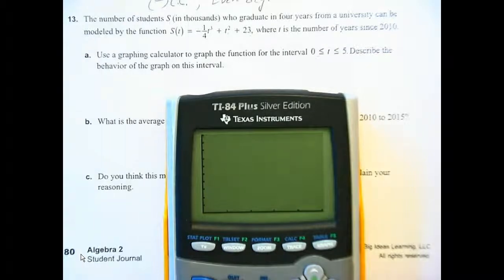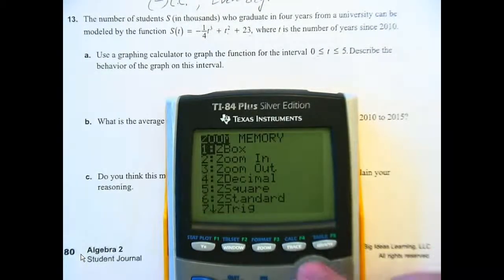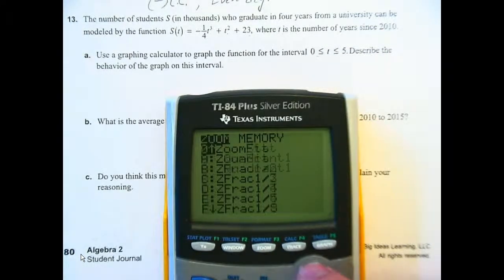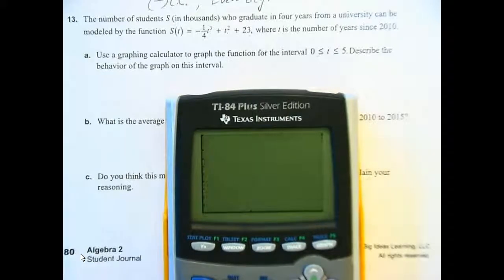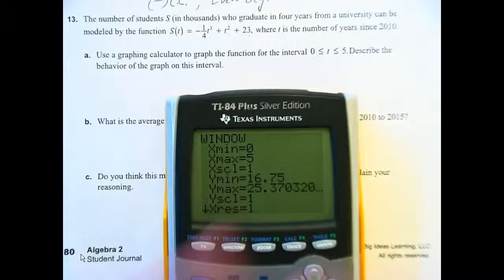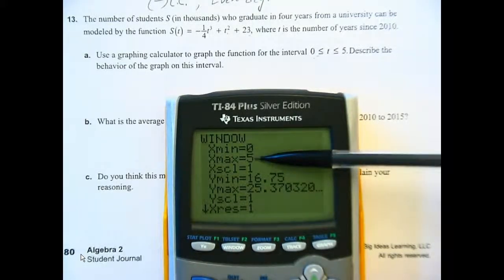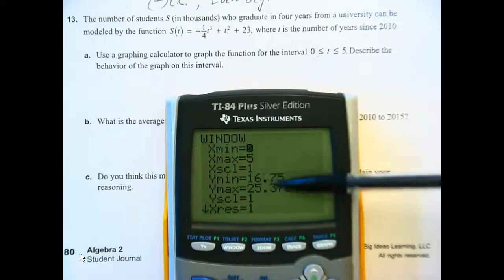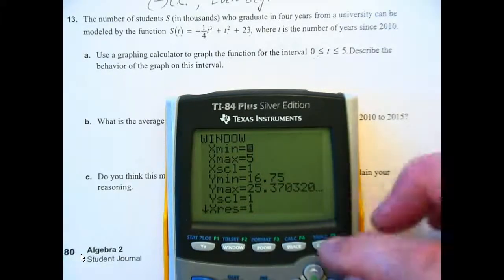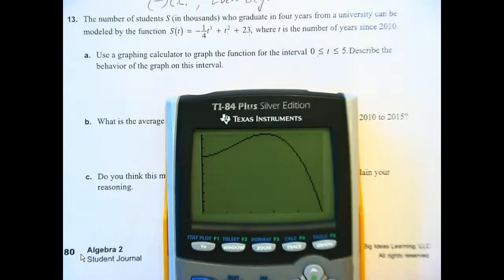y-intercept is 23. So I always try to go to zoom fit if I can. See if that works out. Zoom fit. See if that'll help. And okay, the only problem with zoom fit is now adjusted my y-axis, but anytime you zoom, it also adjusts your window. So all that stuff I did with my window could have changed here. In this case, my x stayed the same, 0 to 5, which is what I wanted. Very good, but it did adjust my y. So I've got it. There's my picture.